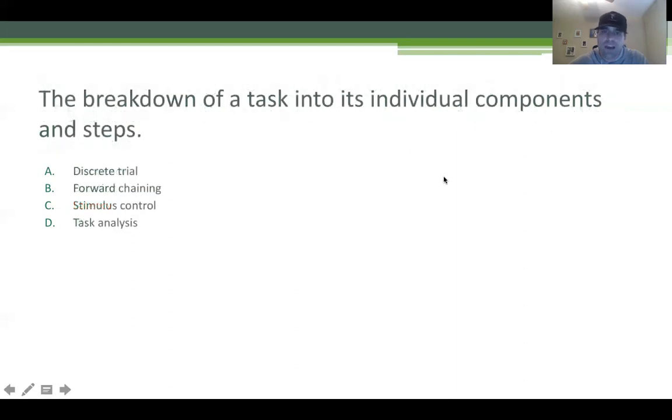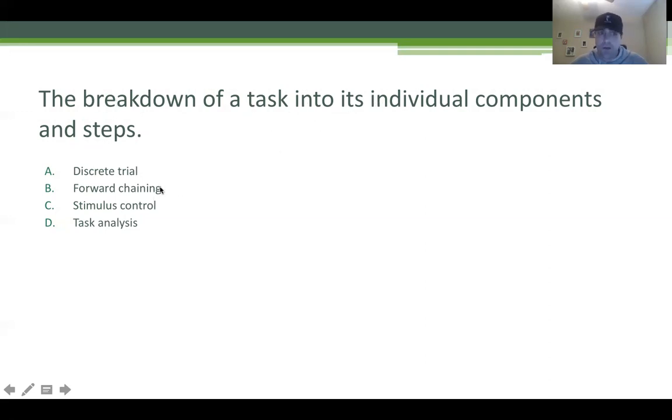The breakdown of a task into its individual components and steps. Is that discrete trial, forward chaining, stimulus control, or task analysis? Okay, so when you see something about a task being broken down, a chain, a task chain, any of that, you automatically want to think task analysis. Okay. So when we're looking here, we're breaking down a task into its components and steps. Is that discrete trial? Well, we know that's not discrete trial because discrete trials have nothing to do with breaking down of a task, right?